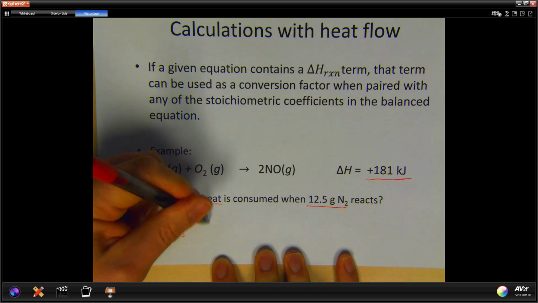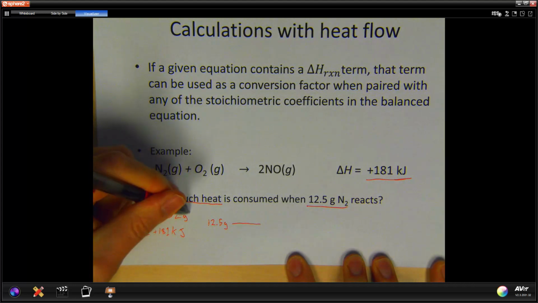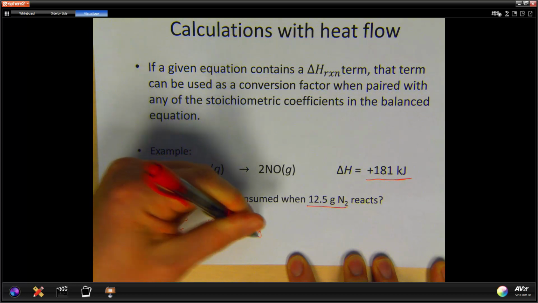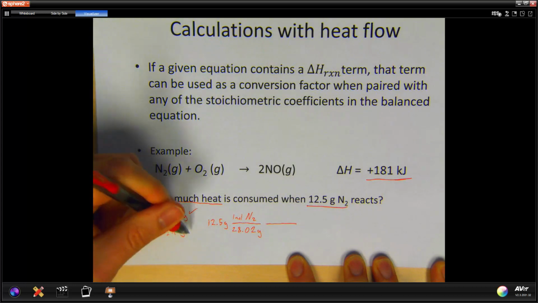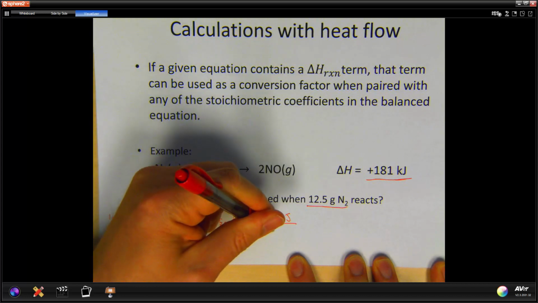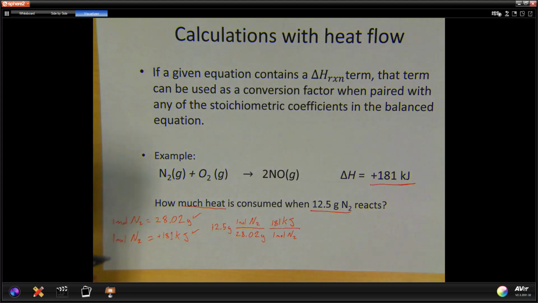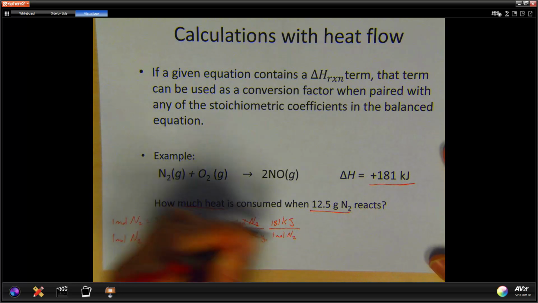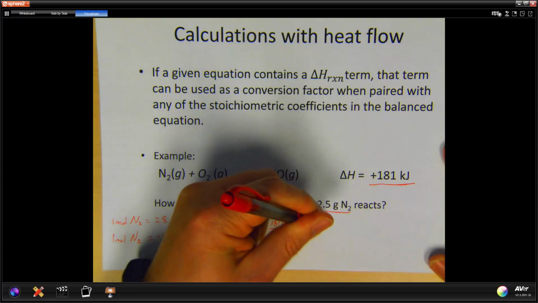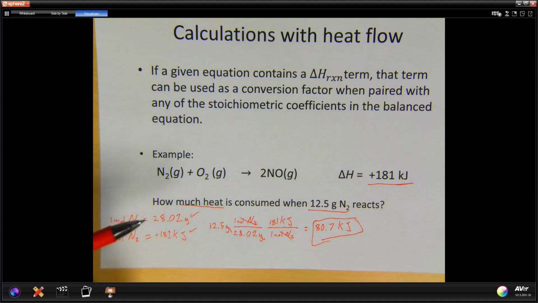Okay, so we have 12.5 grams, and we're going to do some conversions here. We use the molar mass. So we have 1 mole N2 over 28.02 grams. And then we use this conversion, 181 kilojoules over 1 mole of N2. So the grams cancel, the moles N2 cancel. We do the math, and you should get 80.7 kilojoules. Okay, so that's the amount of heat associated with this reaction.